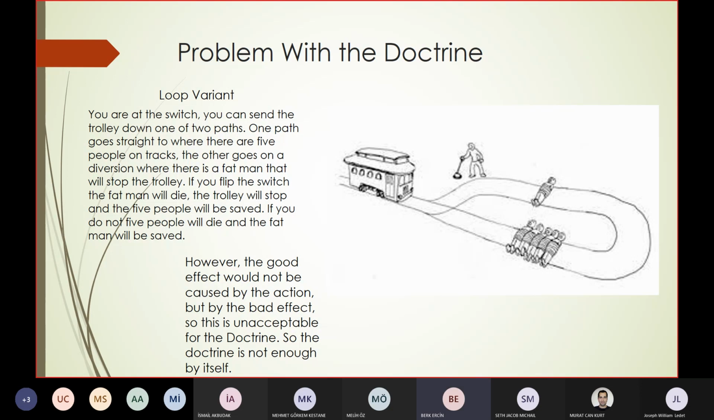This results in a problem for the doctrine when there is a loop in the track. The common intuition is that you should push the switch, however, the good effect would not be caused by the action, but by the bad effect. So this is unacceptable for the doctrine. So the doctrine is not enough by itself.